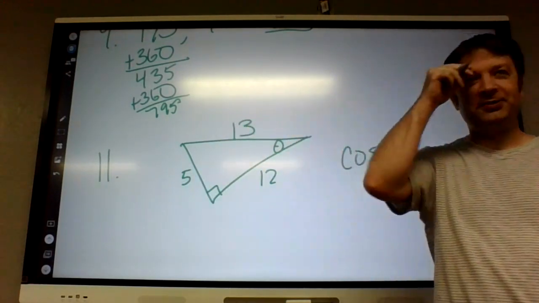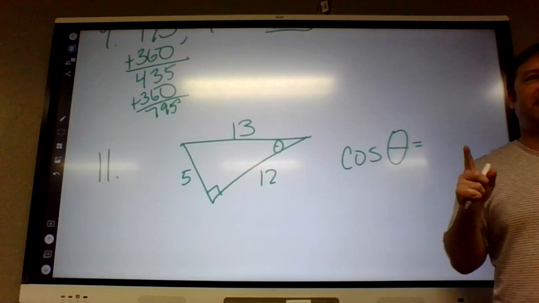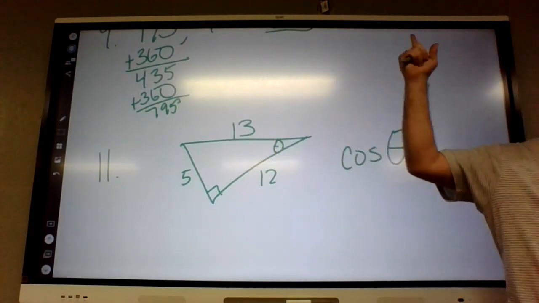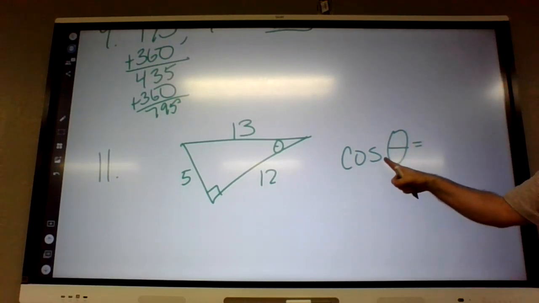Did you remember it or did you plug it in? It came to me. Okay, that's the second most common right triangle. The first most common is 3, 4, 5. The third most common, 6, 8, 10. All right, anyways.